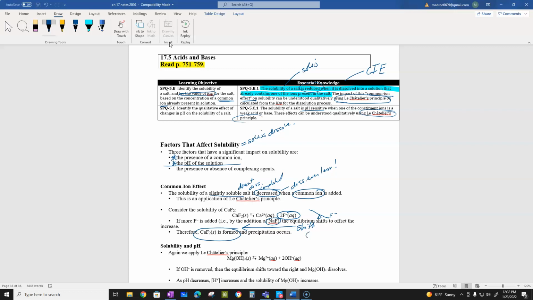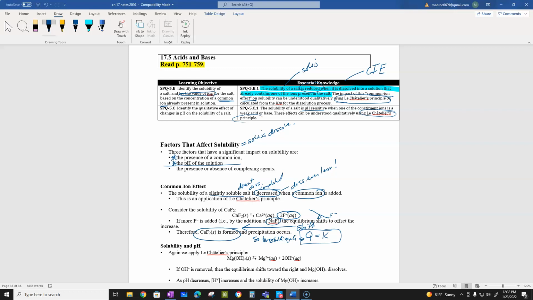And remember, it's all about this K to Q. So to reestablish equilibrium so that Q equals K. It's all about this. Because by adding a common ion, you applied a stress. That's Q. Now how do you fix it?